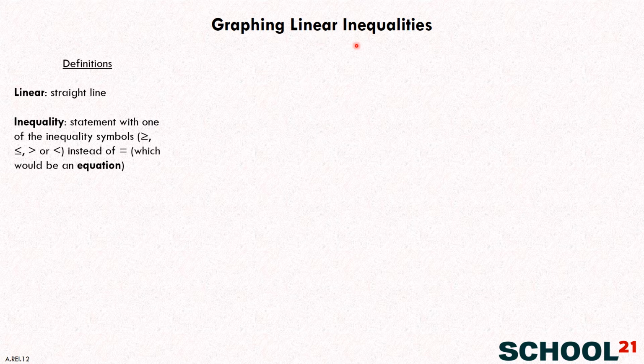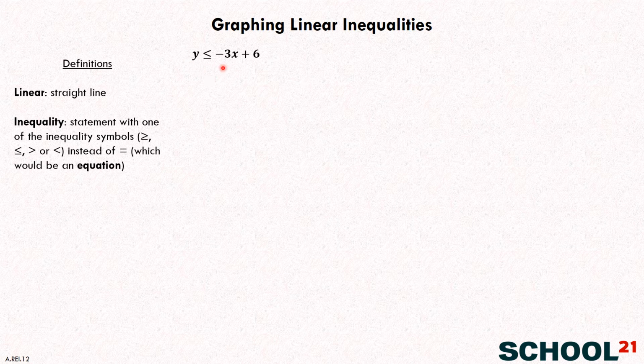Linear and inequality. Linear just means it's going to be a straight line, and inequality just means it's going to have one of the inequality symbols, like greater than or equal to, less than or equal to, greater than or less than, instead of an equal sign. If it were an equal sign, we would call it an equation, okay? Okay. All right. Good.